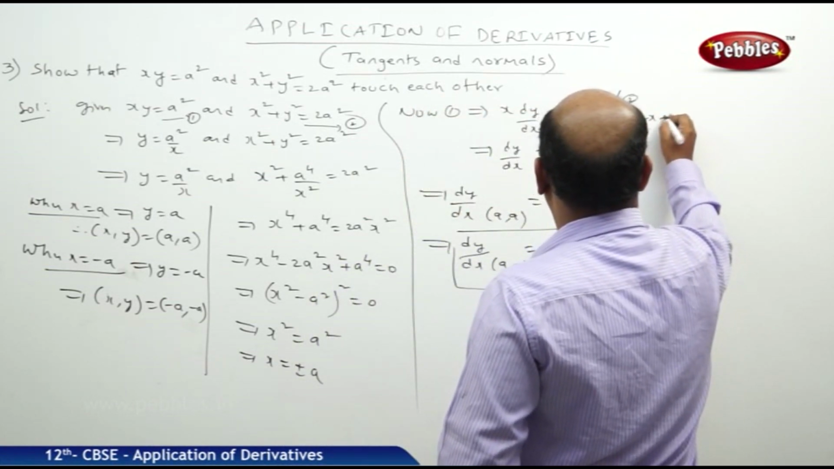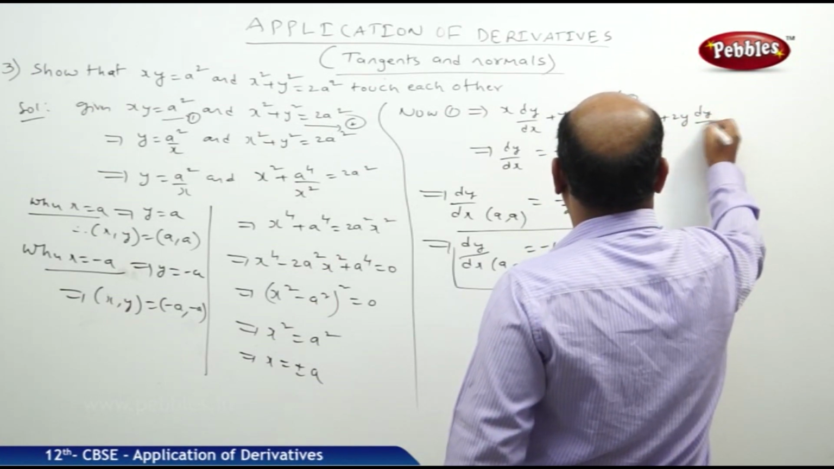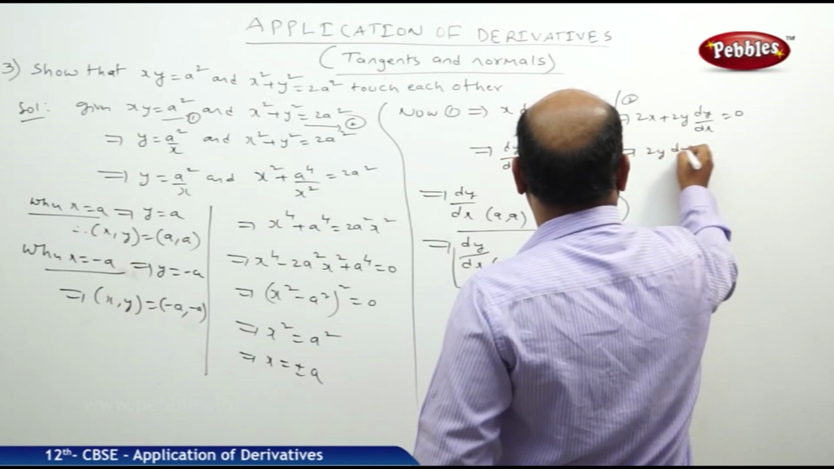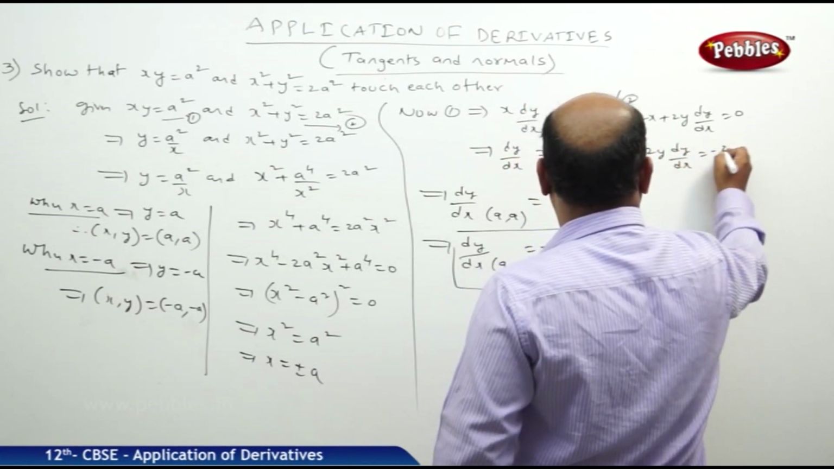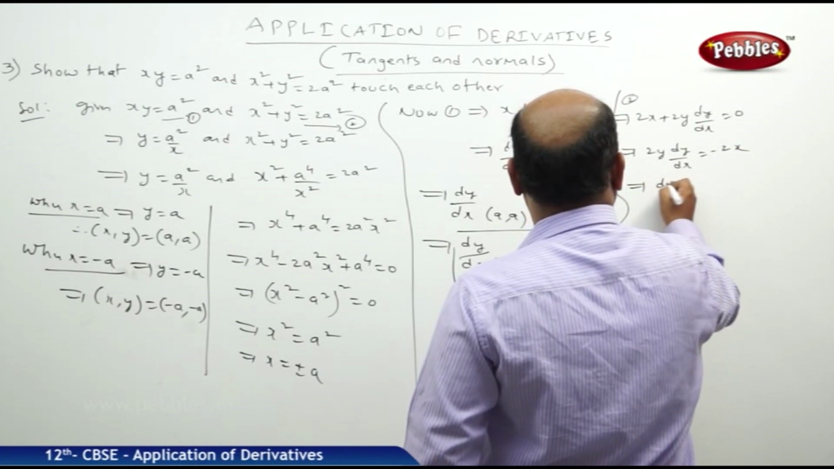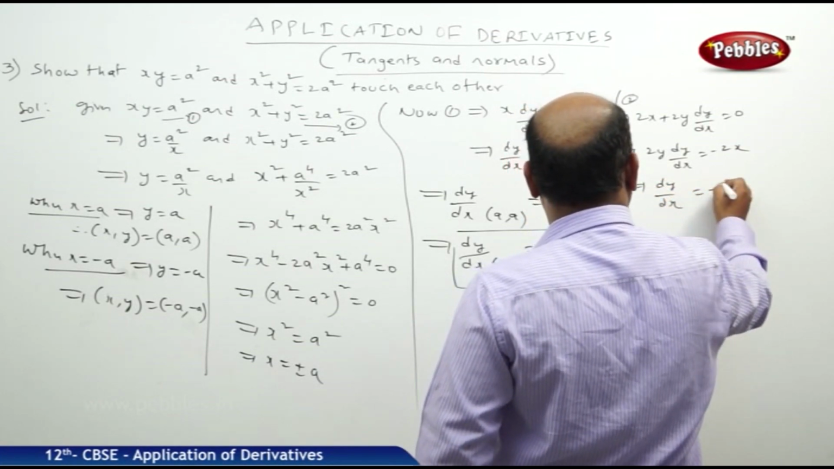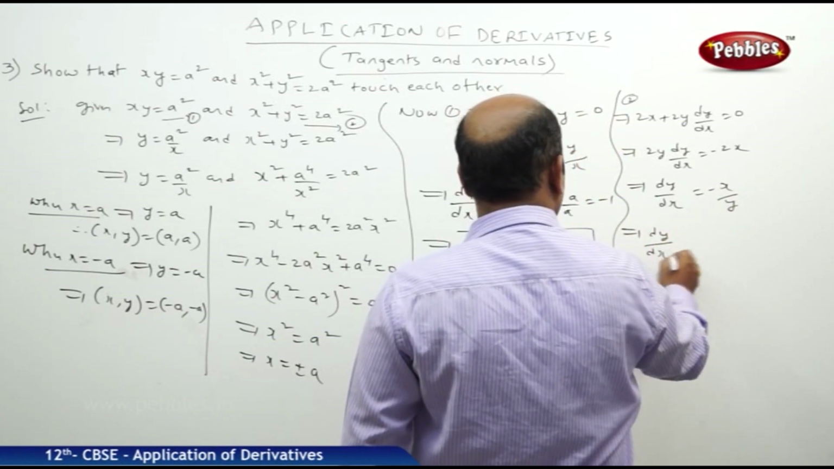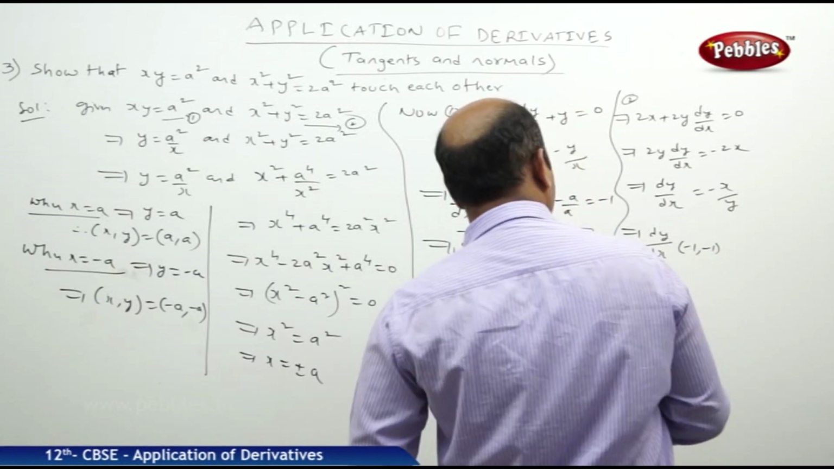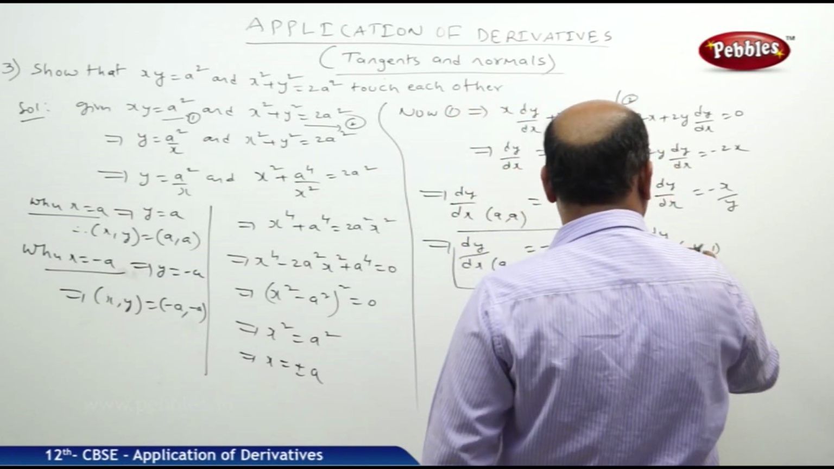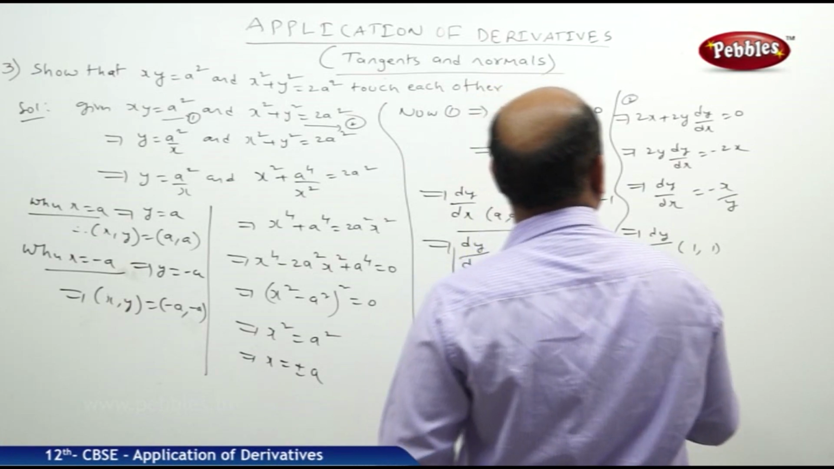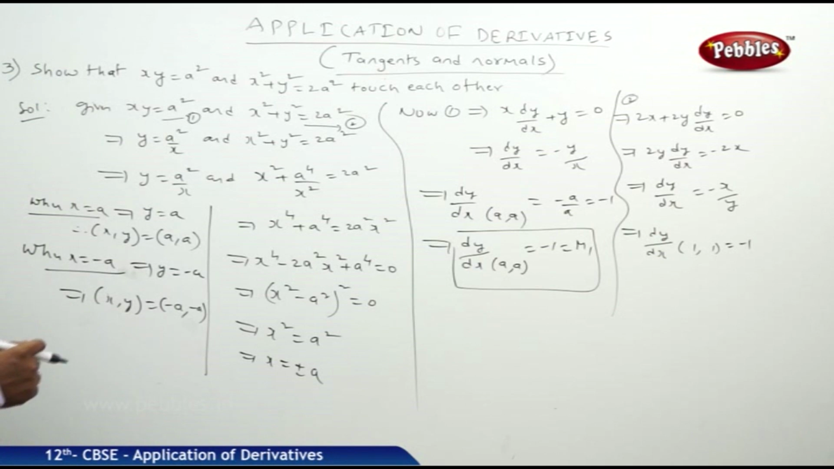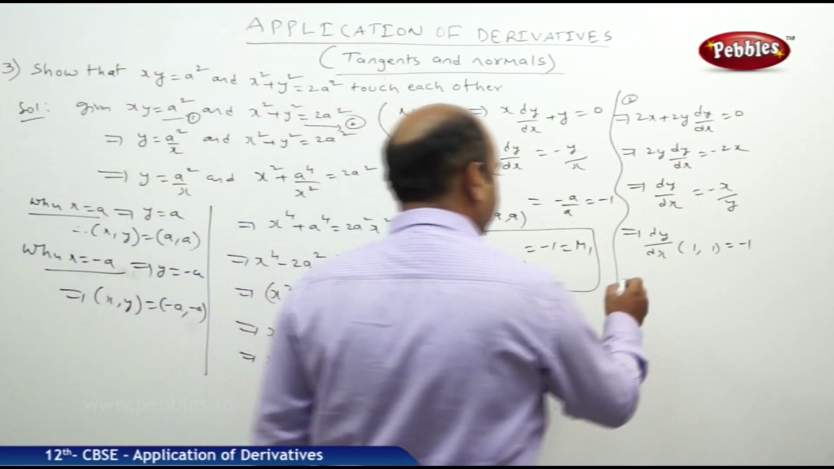Now similarly I'll take 2. 2 implies 2x plus 2y into dy by dx is equal to 0. That means 2y into dy by dx is equal to minus 2x. So dy by dx is equal to minus x by y. But the point dy by dx at (1, 1), sorry, at (a, a), will also be equal to minus 1. That means here we are getting both slopes equal to each other.